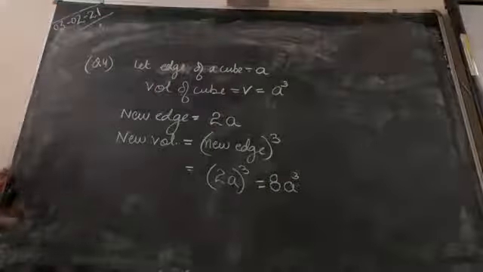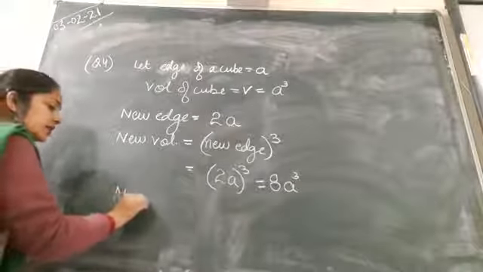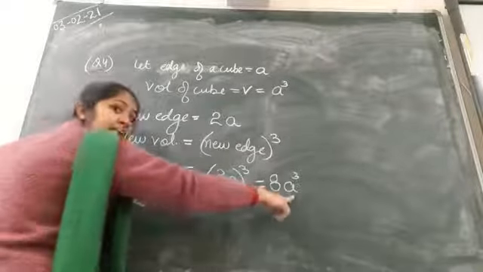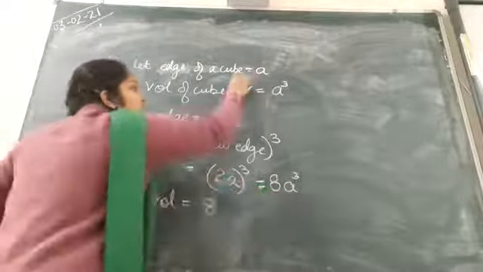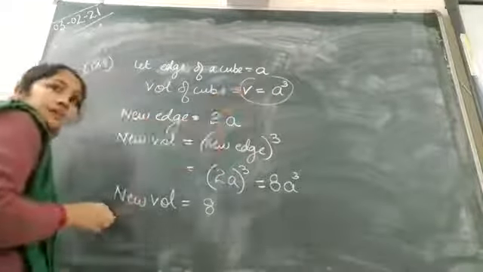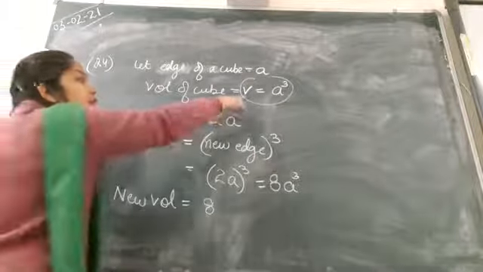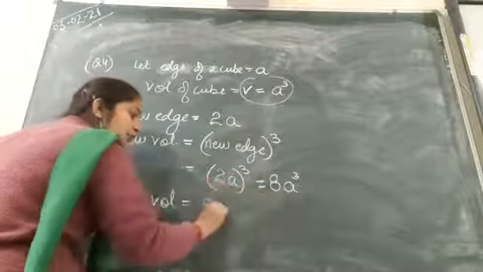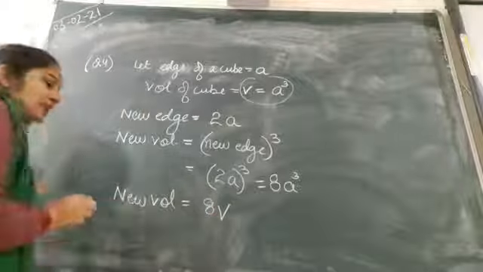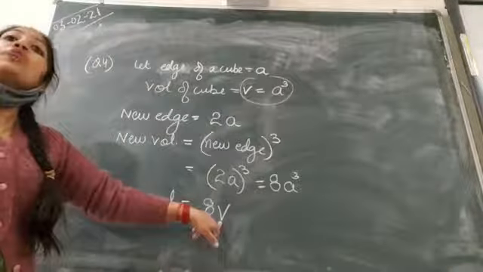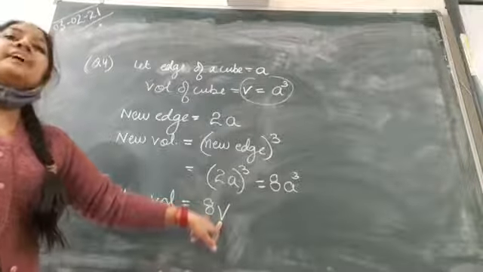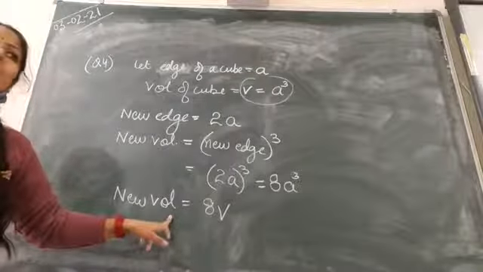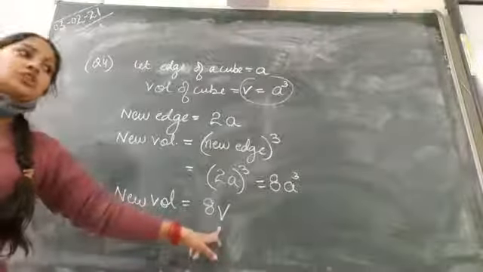Yes, ma'am. And it means new volume is equal to 8 and this A cube I can replace with this V. Right? This V, original volume was A cube. So now I'm replacing this A cube with V. And this V represents original volume. Therefore, your new volume will be 8 times your original volume.